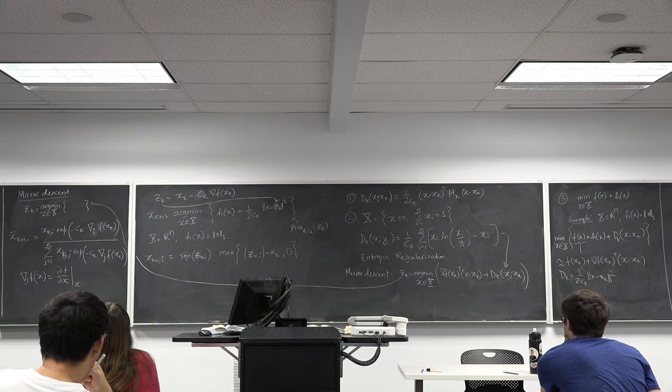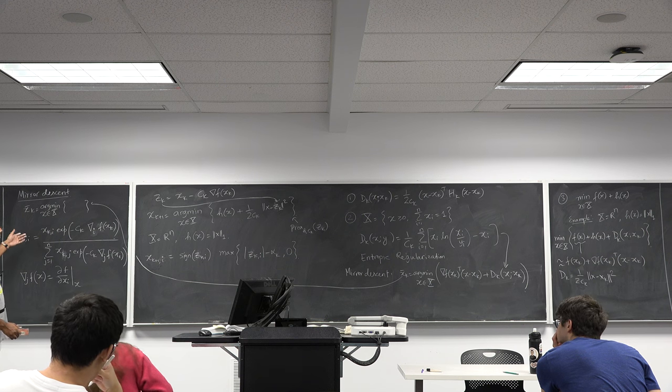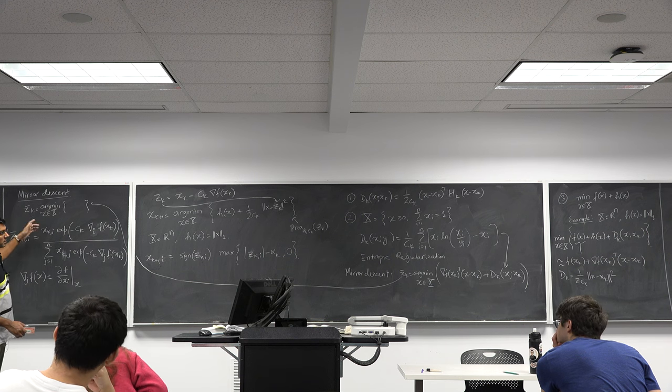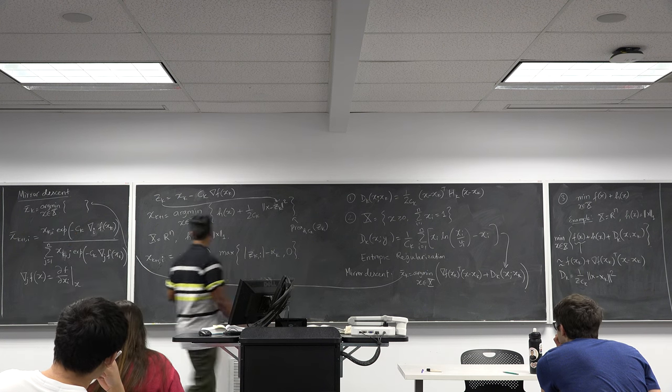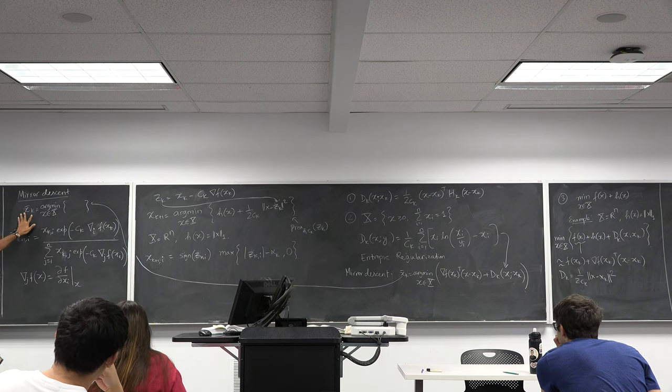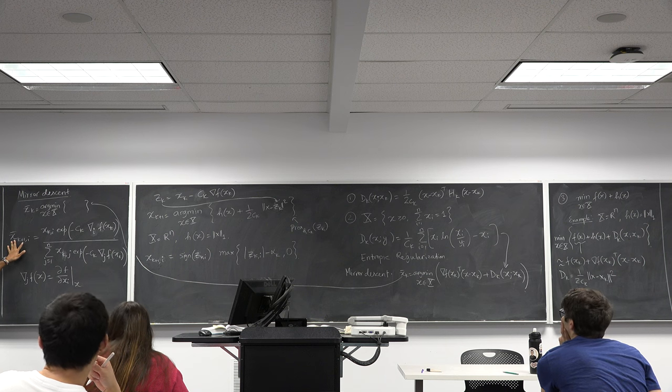Now it turns out that if you solve this particular problem, you start with x naught, which is strictly positive, so all elements of x naught are strictly positive. What you will find is that your x bar k will also be strictly positive. So this term is strictly positive. So why is this term strictly positive?